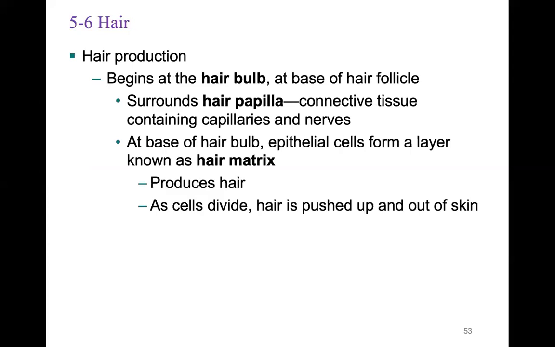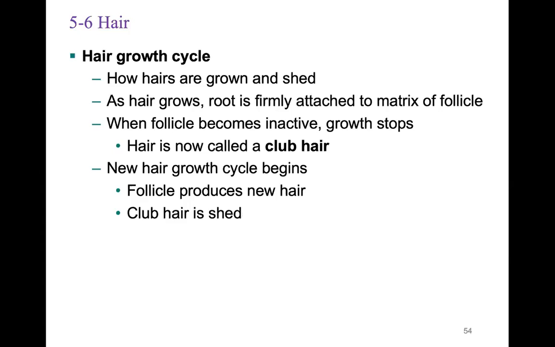So the production of hair begins at the hair bulb, which is found at the base of the hair follicle. This actually surrounds the hair papillae, which is connective tissue that contains capillaries and nerves. That's going to be your supply. At the base of the hair bulb, the epithelial cells will form a layer known as the hair matrix. This will end up producing hair, and as cells divide, hair is pushed up and out of the skin.